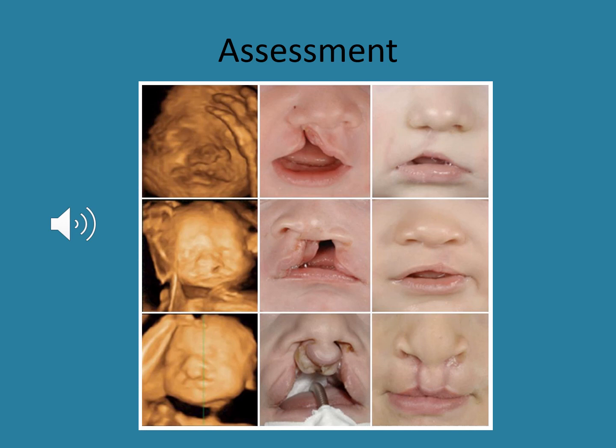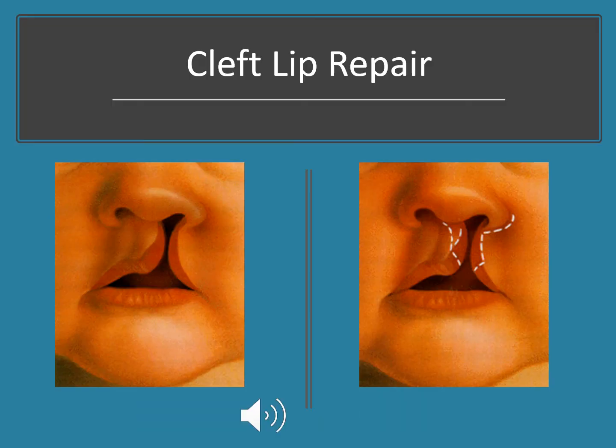The other important thing to do is typically what happens is the nurse will actually assess with a gloved finger and insert that gloved finger and feel around the roof of the mouth to see if there is a cleft palate present or not. All right, therapeutic management for starting out, we're going to start with cleft lip repair.